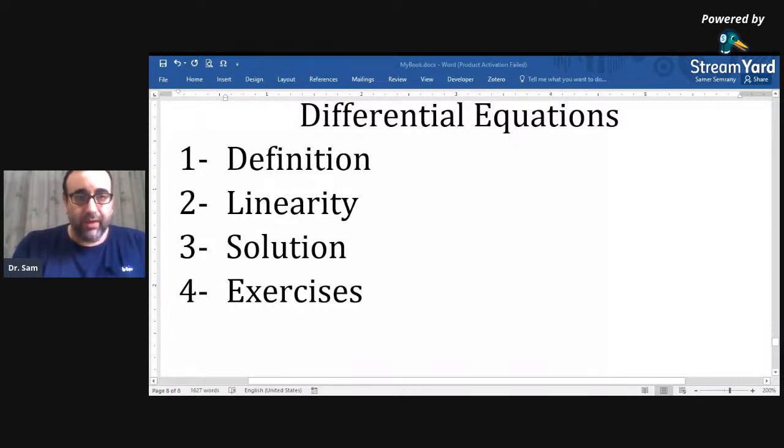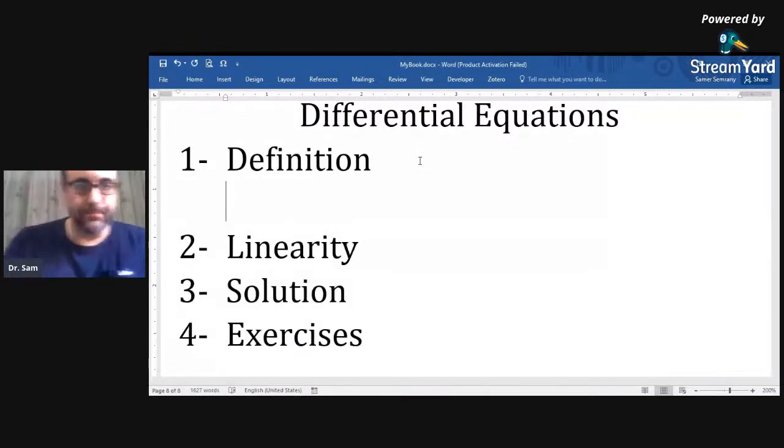Hello everyone, this is a little presentation about differential equations. So we will begin with the definition of a differential equation.